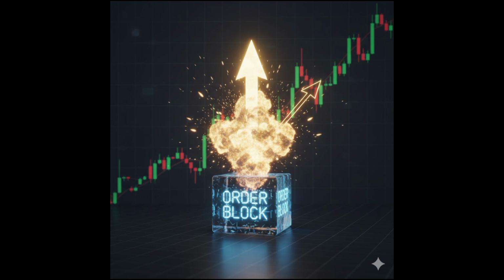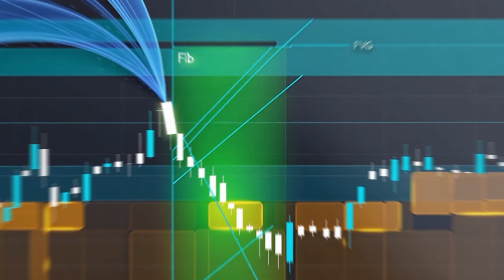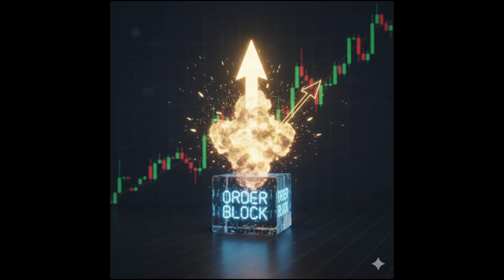The setup: order block plus BOS. Here's where it gets profitable. You identify an order block. Then you wait for price to break below it and collect the stops. Then, you wait for price to break back above the order block level and trigger a break of structure. That BOS above the order block, that's your entry. That's when you know the hunt is complete and the institutional move is beginning.